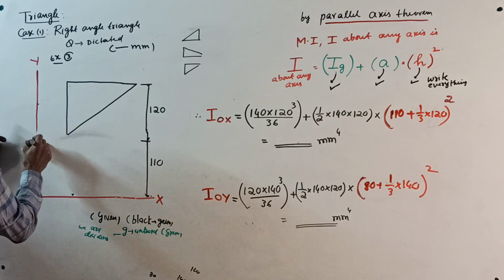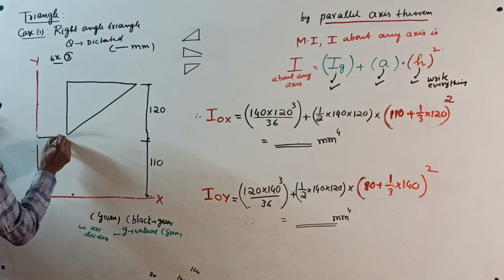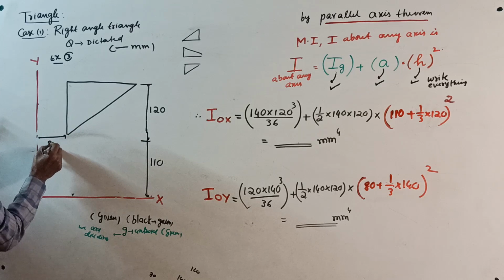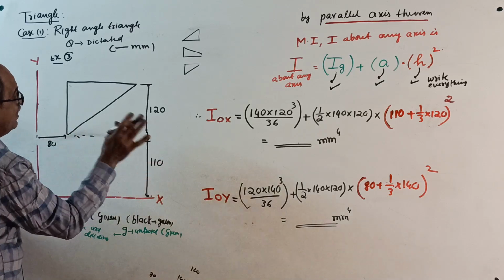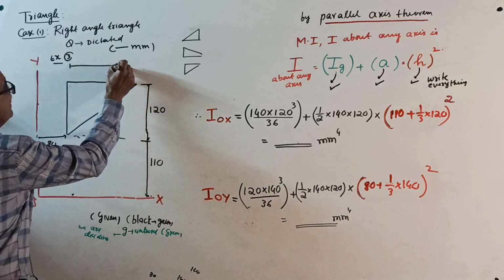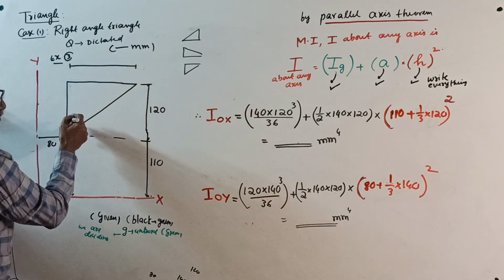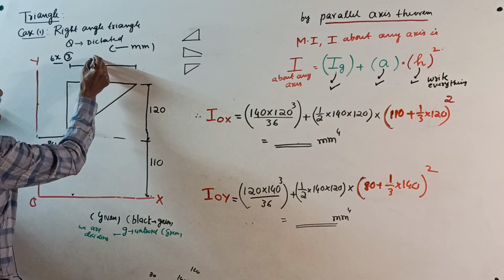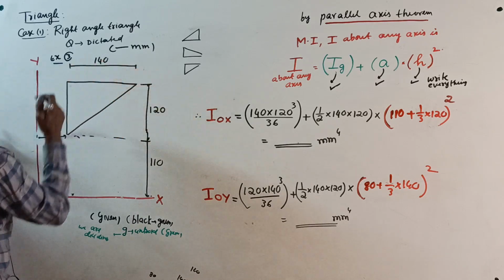This way, triangle. Okay. Again, the distance is the same. How much did I tell? This is the same distance, 80. I want it not changing. This is 110, not changing. This is 140. Not, this is 120. This is 140. Okay, 140.